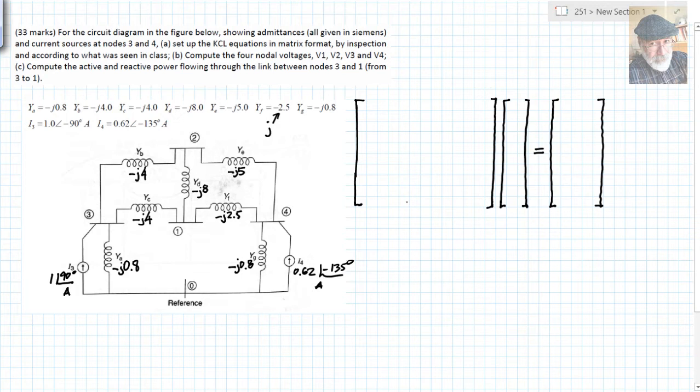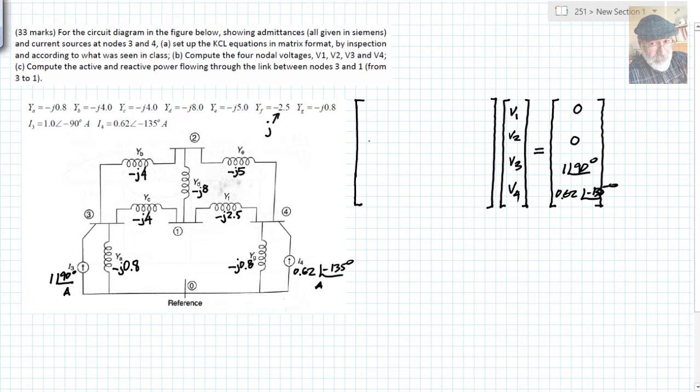The unknowns of the system are, of course, V1, V2, V3, and V4. On the right hand side we have the total current entering each node from current sources: for node 1, 0, and for node 2, 0 as well, for node 3, 1 with 90 degrees, and for node 4, 0.62 with negative 135 degrees. Now let's go for the terms inside the matrix.